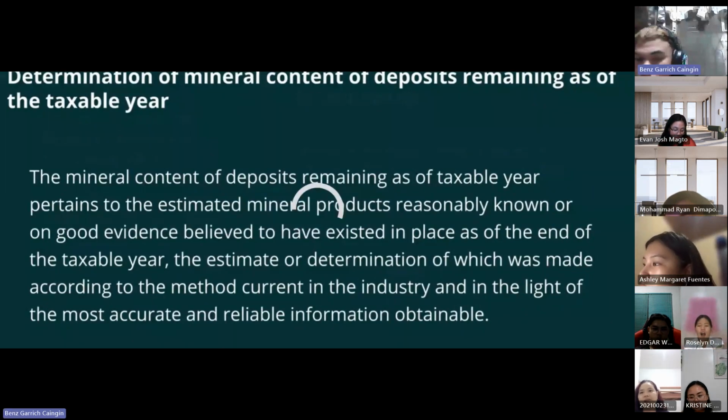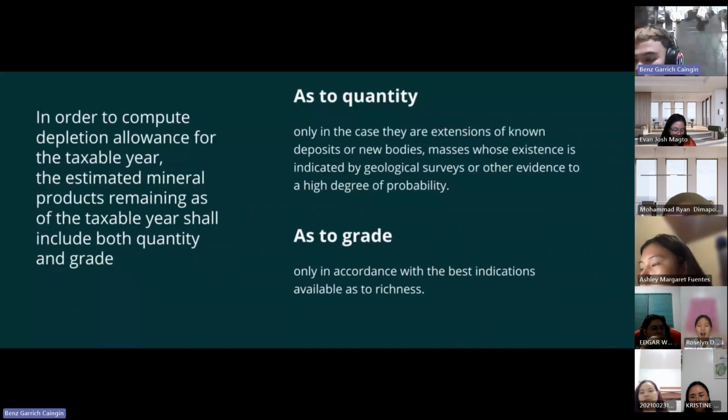In order to compute the depletion allowance for the taxable year, the estimated mineral products remaining as of the taxable year shall include both quantity and grade. As to quantity, only in the case there are extensions of known deposits or new bodies and masses whose existence is indicated by geological surveys or other evidence of a higher degree of probability. And as to grade, only in accordance with the best indications available as to richness.